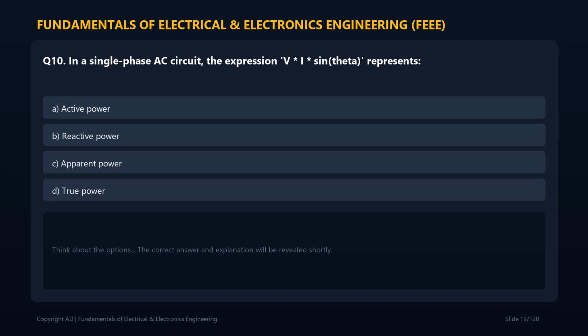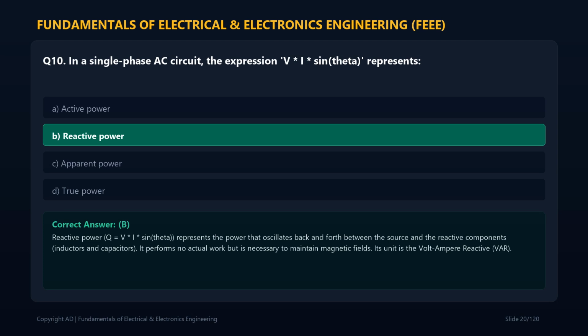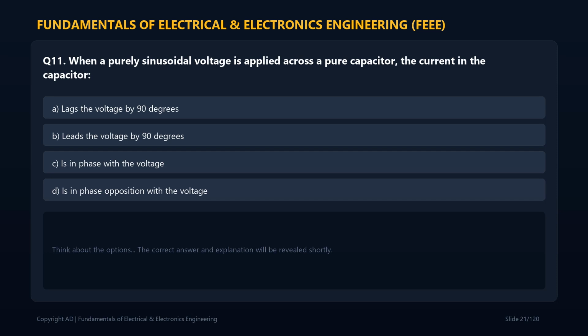Question 10. In a single-phase AC circuit, the expression VI sin theta represents option A, active power. Option B, reactive power. Option C, apparent power. Option D, true power. The correct answer is B, reactive power. The product VI sin theta represents the reactive power which oscillates between the source and the load's reactive fields, measured in volt-amperes reactive.